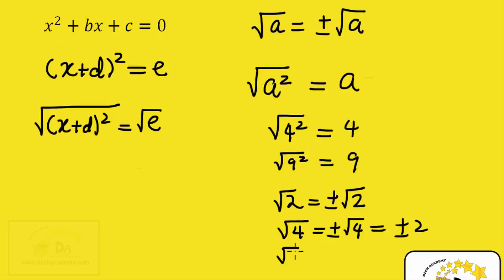So the square root of 4 is 2 and is also minus 2. And if you think about it, when you square 2, 2 squared is 4, minus 2 squared is also 4. So the square root of 4 is actually 2 and minus 2. So the square root of 4 is actually plus or minus the square root of 4.